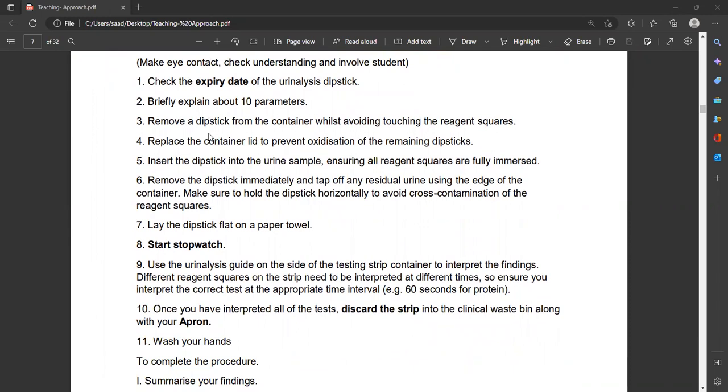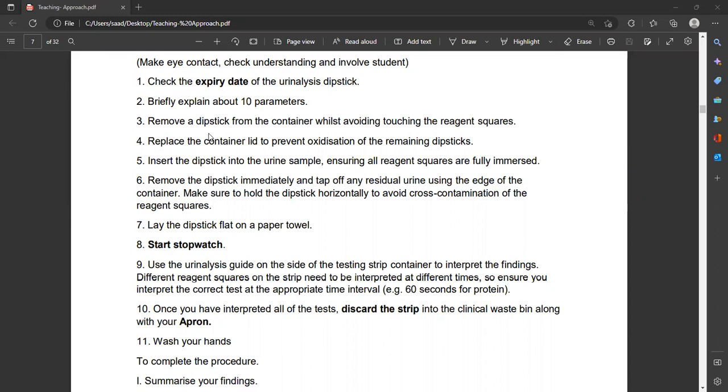And now open the container and remove one strip from the container. Just quickly close the lid, because it can oxidize the other strips and damage them. You can mention this to the student as well. Okay, John, we will just take one of the strips out quickly and then close the lid quickly, because there are chances that other strips could be oxidized. It can damage them. So that's why we close the lid quickly.